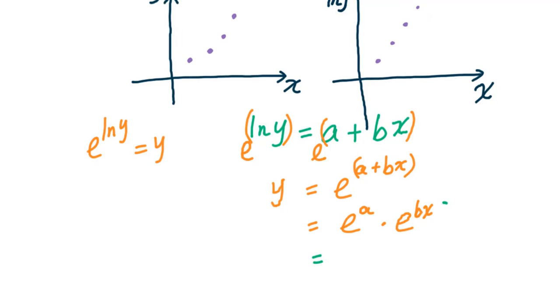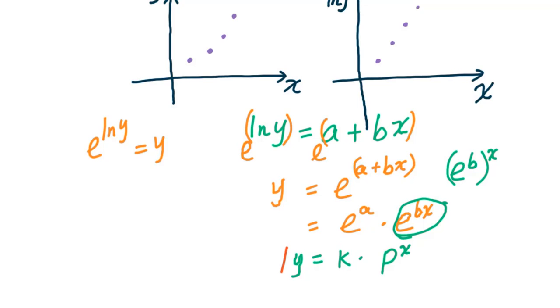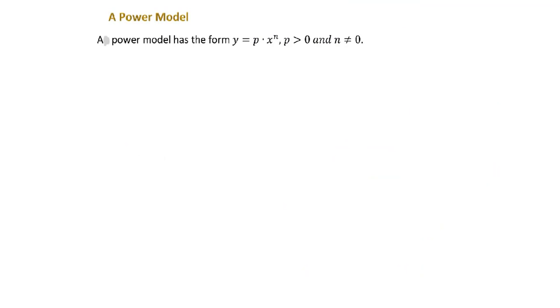E to the a's power, we can go back into k. For this, you can consider it as e to the b's power, to the x power. Therefore, you have k times p to the x power. In this way, you will change this linear regression line into an exponential model. Let's check a power model.